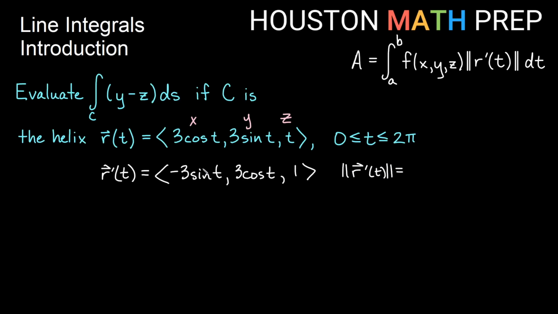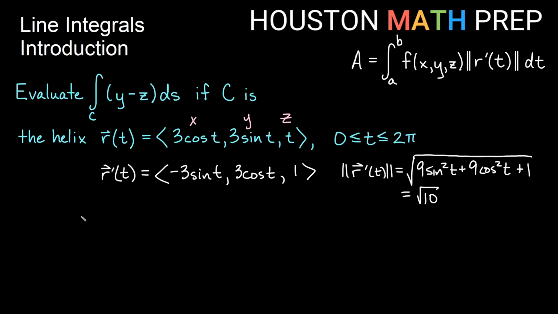well, that's just going to be the square root of all these things squared added up, right? So square root of, if I square the first thing, I'll get 9 sine squared t. If I square the second one, I'll get 9 cosine squared t. And if I square 1, I still get 1. So we get 9 sine squared t plus 9 cosine squared t plus 1. And now this term and this term, if you add them together, actually give you 9. So 9 plus 1 is going to give us that our magnitude of r prime of t is root 10, and so that's what will go in there.